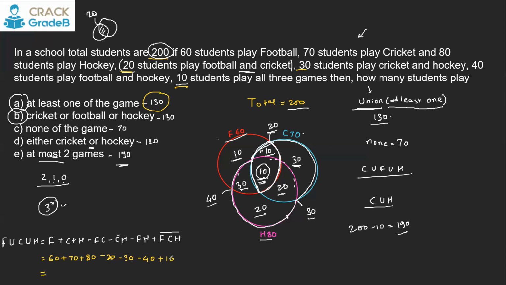So, you know, 90 minus 10 means 80. So 80 will get cancelled. 60 plus 70, if you solve this, it will come out to be 130. So 130, as you know, is the union, and which can be solved using this formula as well.